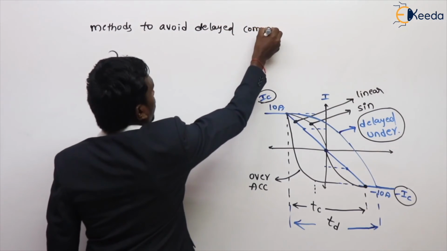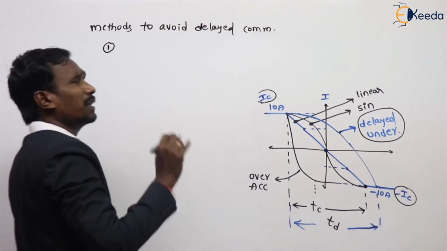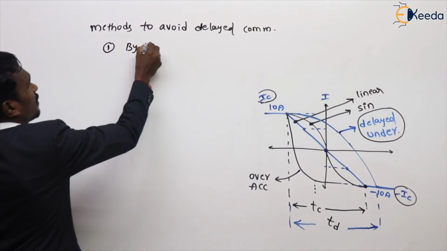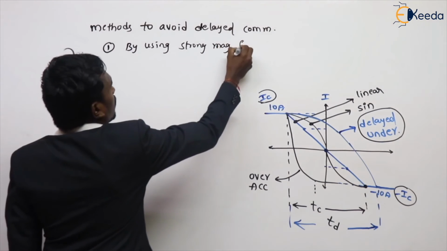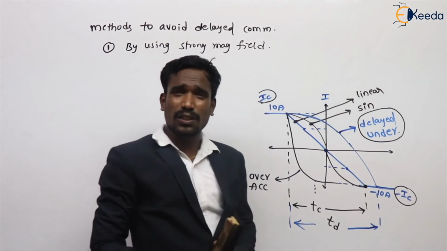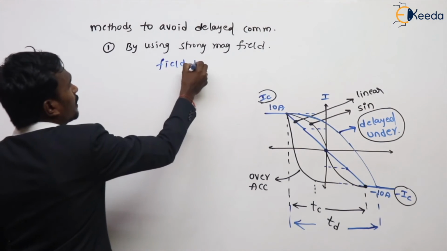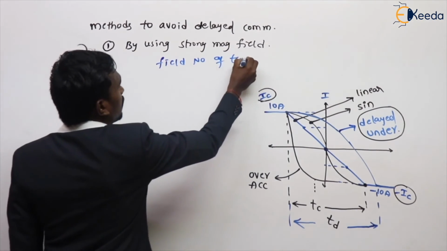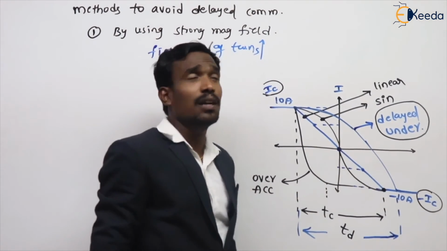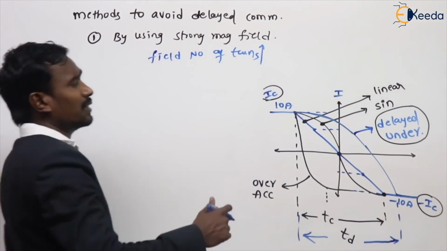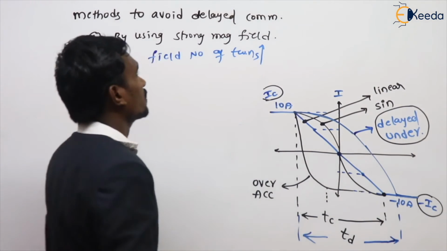The first one, a very normal thing: by using a strong magnetic field, we can avoid this delayed commutation. In this case, we have to increase the field number of turns. When the field number of turns increases, the magnetic field increases, giving a strong magnetic field. When the strong magnetic field is there, the delayed commutation is neglected, removed, avoided. This is the first one.